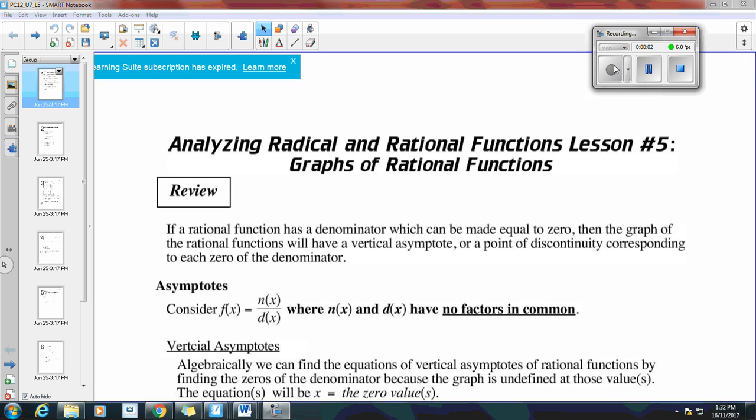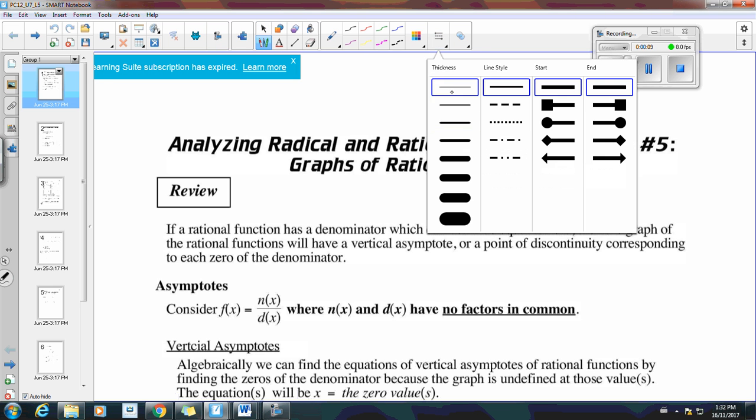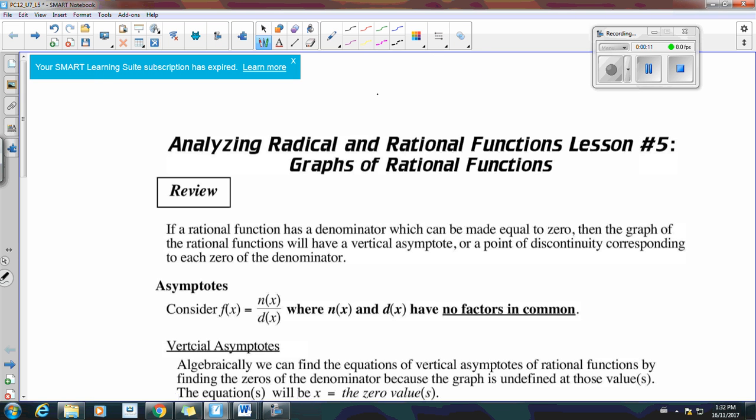Okay, so continuing with graphs of rational functions, now we kind of just bring everything together. And we're going to look at some graphs that have no discontinuities. So we'll start here. It just kind of goes over our rules again.